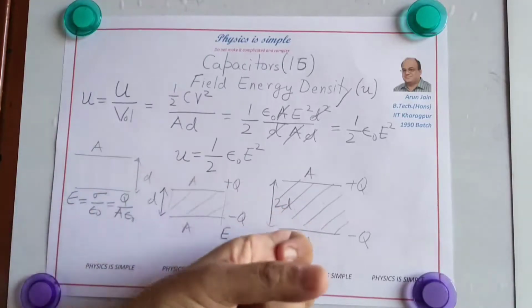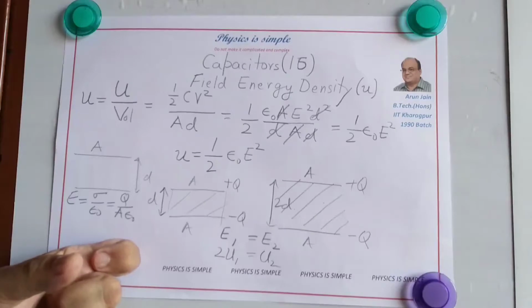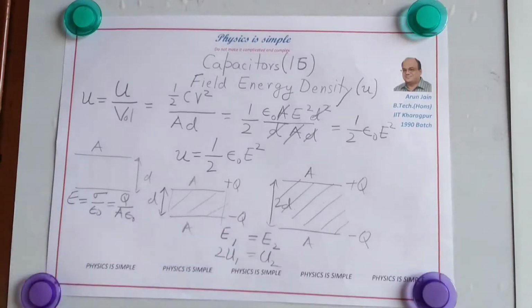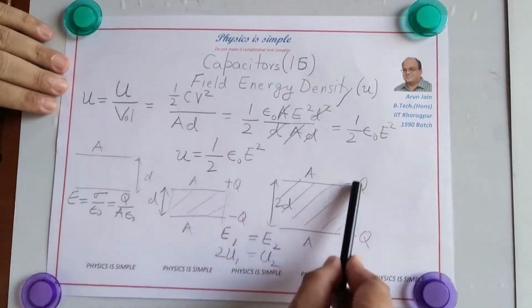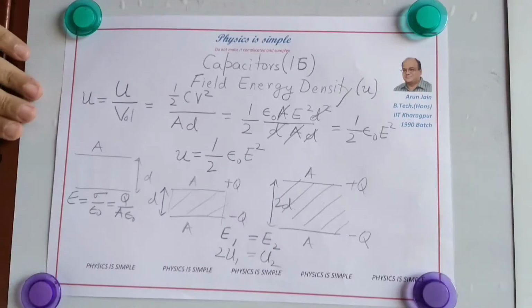In these two capacitors, the electric field is same, E1 equal to E2. But since the volume of this capacitor is double, the potential energy stored is double.